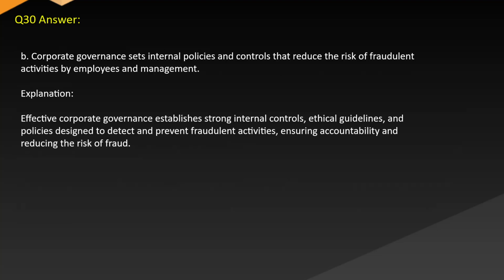Answer. B. Corporate governance sets internal policies and controls that reduce the risk of fraudulent activities by employees and management. Explanation. Effective corporate governance establishes strong internal controls, ethical guidelines, and policies designed to detect and prevent fraudulent activities, ensuring accountability and reducing the risk of fraud.